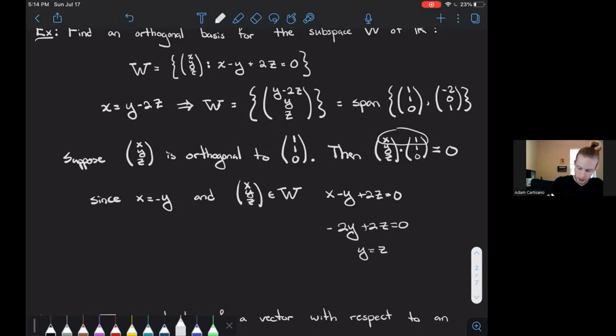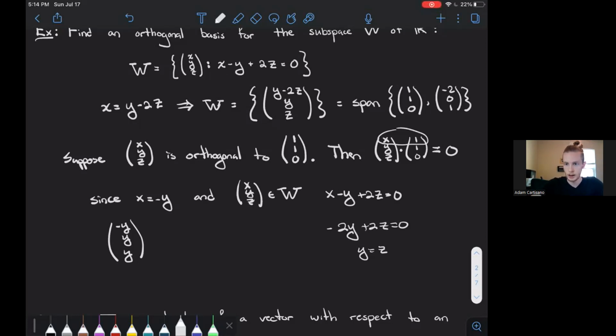So if x equals negative y, then y equals negative x, and y equals z, and y, of course, equals y. So we can write the vector as negative y, y, y. For any value y, this will work. Any multiple, of course, for any value y, this vector is definitely inside of W. You can go and check that against the equation for vectors inside of W.